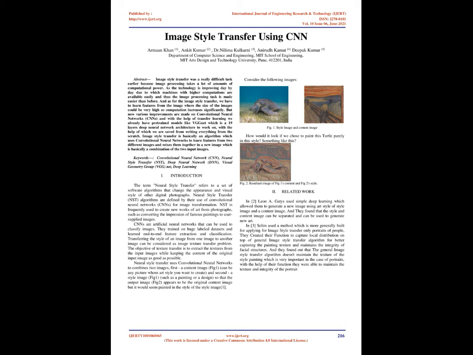Consider the following images. Fig 1: Style image and content image. How would it look if we chose to paint this turtle purely in this style? Something like this. Fig 2: Resultant image of Fig 1's content and Fig 2's style.